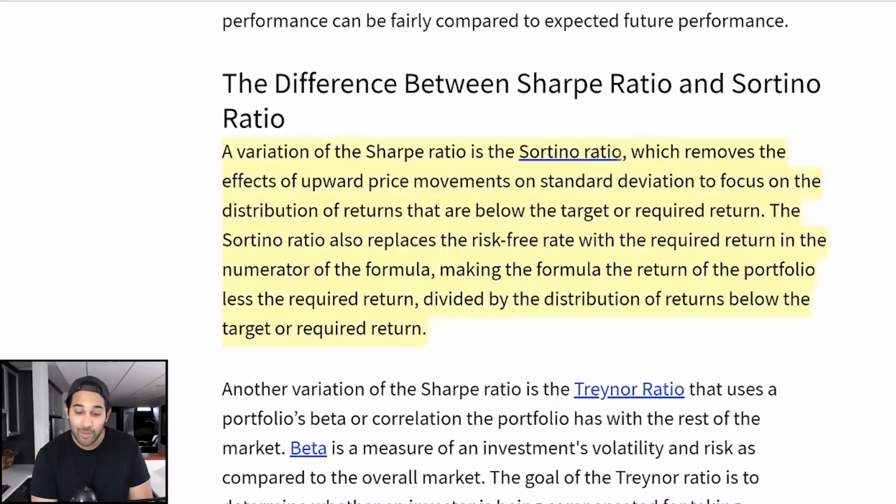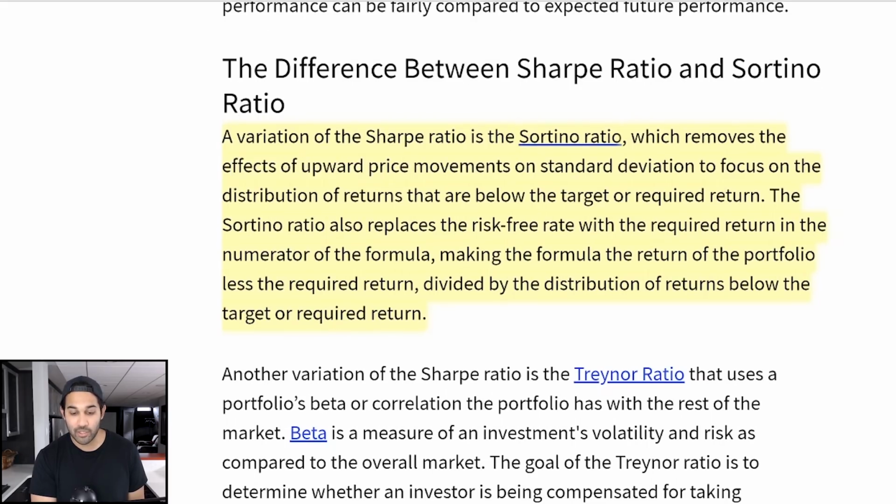Because that's what makes you money, especially if we know the market isn't normally distributed and most of the money is made on those tail events, then you want those good tail events to count towards a better number in the equation. Well, that's why we got something called the Sortino ratio. It's like an upgraded version of the Sharpe ratio, and it makes a lot more sense because what it does is remove the effects of the upward price movements on the standard deviation. And instead it focuses on the distribution of returns below the target or required return.